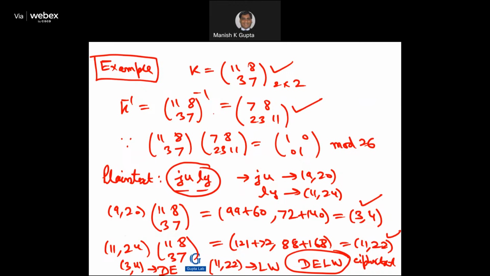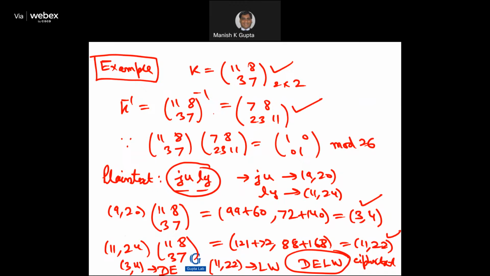So we have JULY, JU goes to 9, 20. Why are we breaking it up? Because the key is of size 2 by 2. And then LY is 11, 24 from the mapping. Then 9, 20 times this matrix, we get 3, 4, and the second one we get 11, 22. Combining them, we get DELW. So this is our ciphertext, DELW. This cipher is pretty straightforward, except that you should know how to find the inverse, because that is important for decryption.